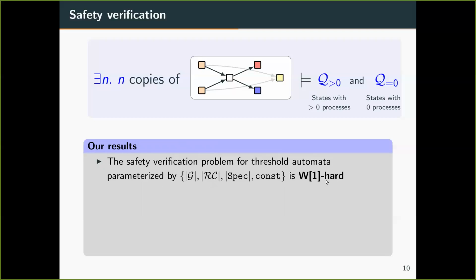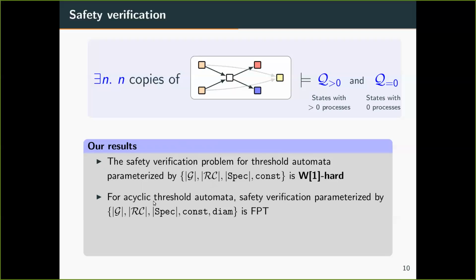Motivated by this, we consider two restrictions for which we provide FPT algorithms. The first thing that we consider is threshold automata with an acyclic control structure. For these automata, which we call acyclic threshold automata, we show that the safety verification, when parameterized by all the four parameters that I had mentioned before, along with the length of the longest path in the threshold automaton, so for safety verification parameterized by all these five parameters, we indeed have an FPT algorithm. This is our first positive result.